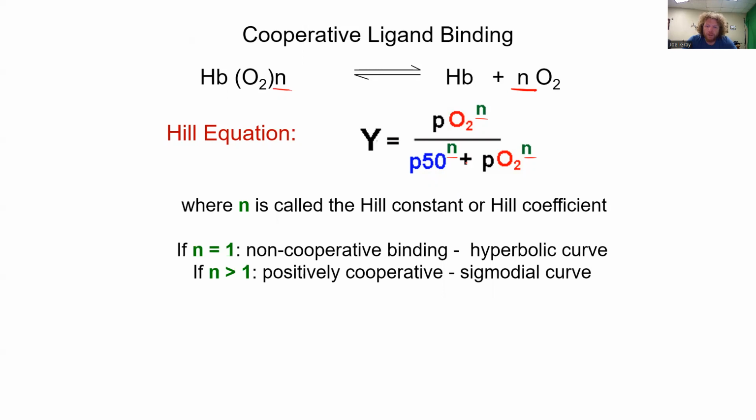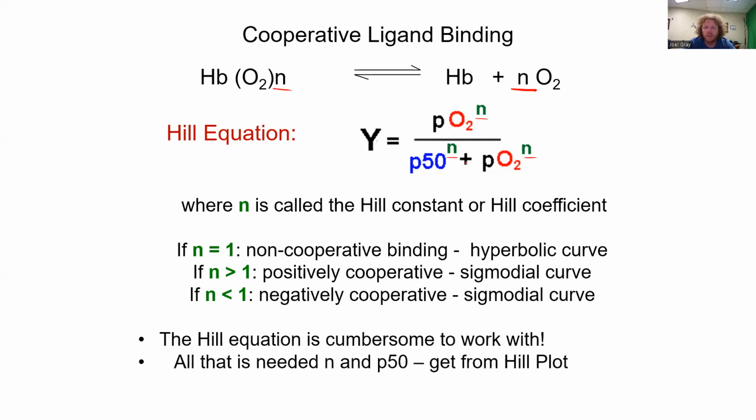If n is greater than 1, you have positive cooperativity, therefore a sigmoidal curve. If n is less than 1, you have a negatively cooperative system, but you still have a sigmoidal shape to your curve. Now, the Hill equation is cumbersome to work with, and all that is needed is n and P50 from that Hill plot. I'm going to be focusing quite a bit more on the oxygen binding curves that we've previously seen. I just want to expose you to the Hill coefficient, the Hill equation and the Hill graph, what that looks like, so that you have a sense of what it is. So it's not just some radical idea you've never heard of.